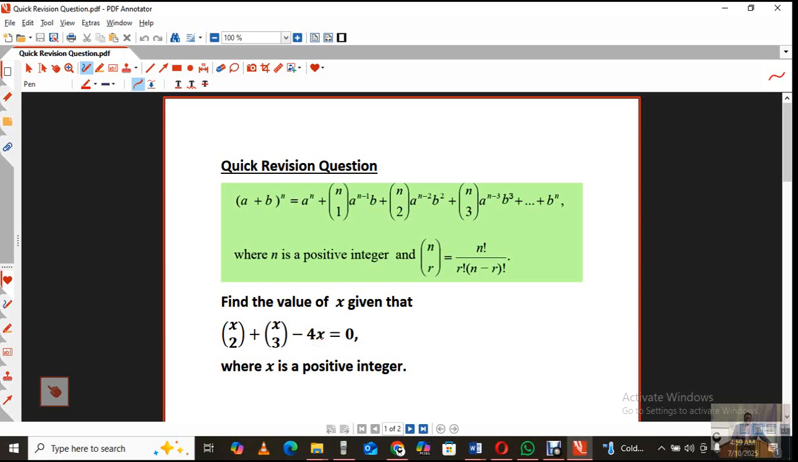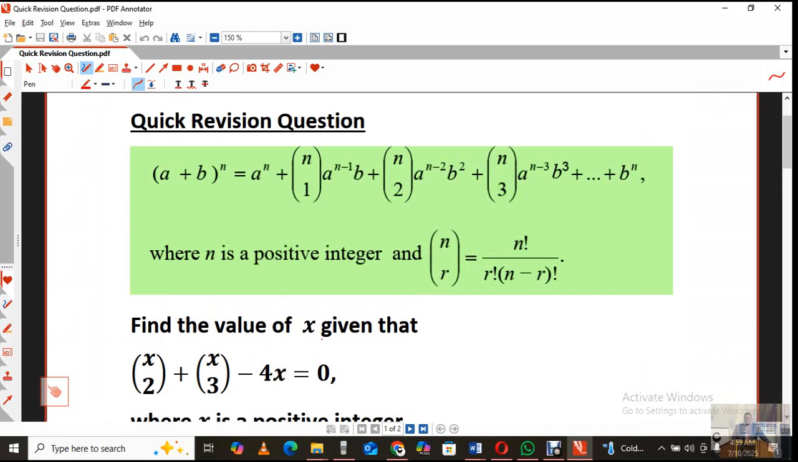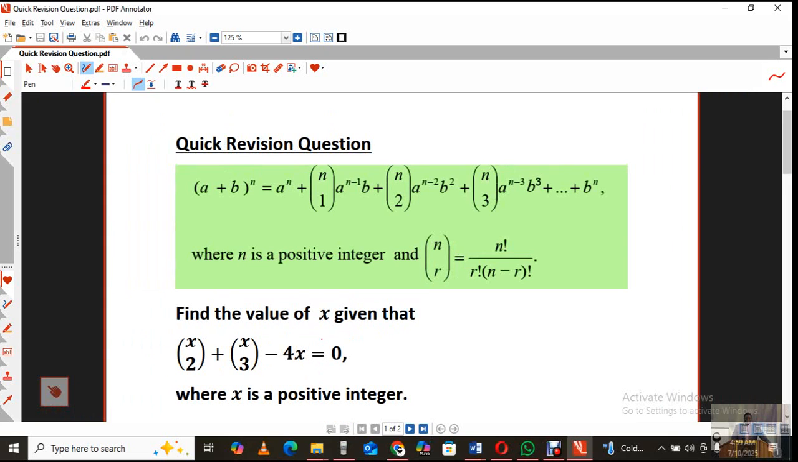Hi, so I'm doing a quick revision question on binomial theorem, and you might be aware of a different notation. Perhaps this could be written as x choose 2 plus x choose 3 minus 4x is equal to 0. So that is what we need to calculate, and if you are given this, then you should know that it means n factorial over r factorial multiplied by n minus r factorial.